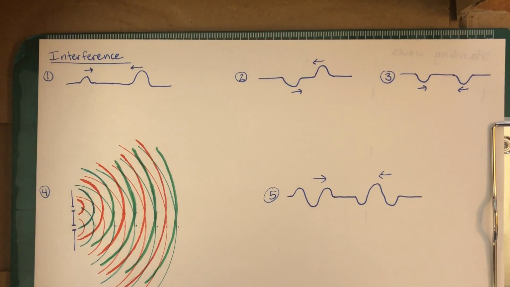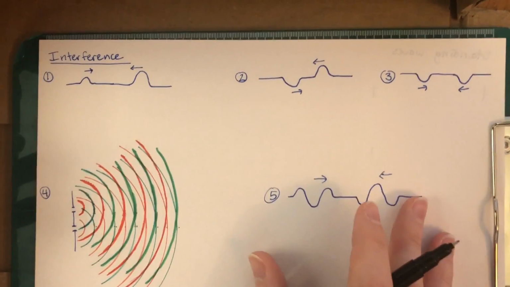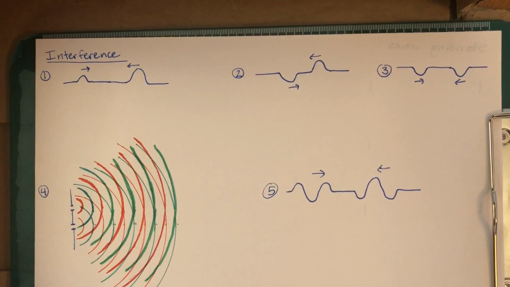Okay, so let's talk about interference. This is one of the most interesting properties of waves, and it's something that's kind of unique to waves. There are lots of different applications of this, lots of different ways that you can observe it, but for now we'll just do sort of an intro, and then we'll talk about a few of the ways that we can observe it.